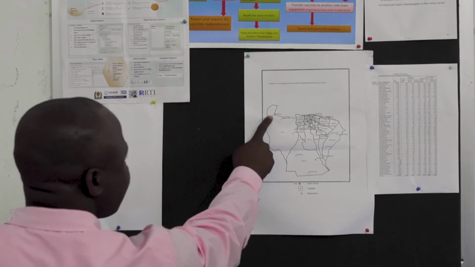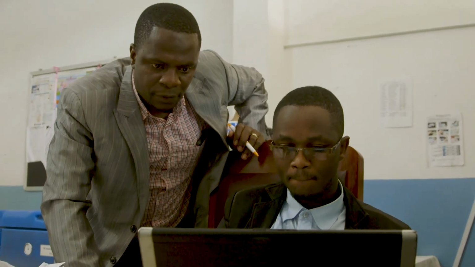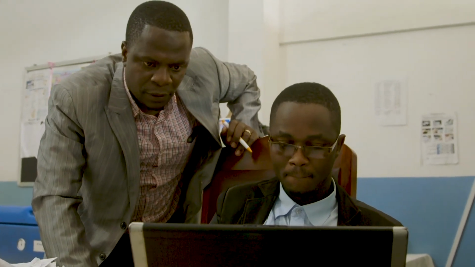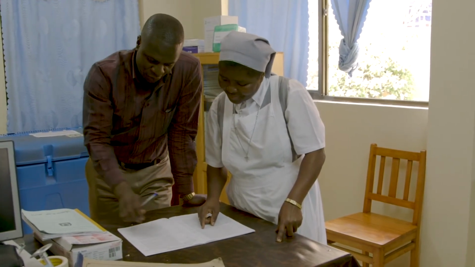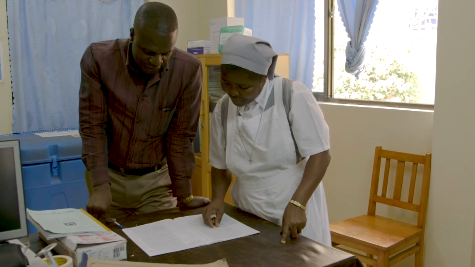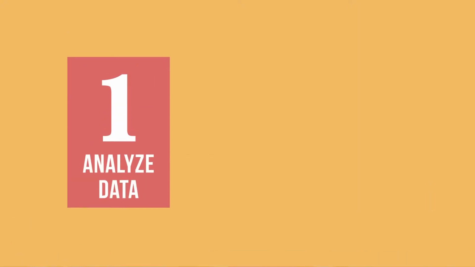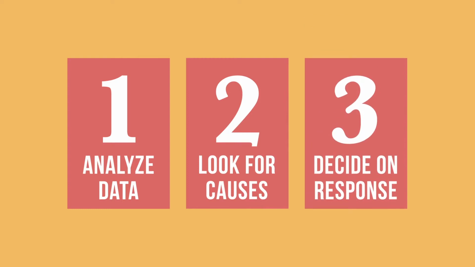Analyzing surveillance data is essential to any immunization program. This is how you identify potential outbreaks and plan strategies to prevent the spread of disease. It is also critical to evaluating the overall effectiveness of your program. In this video, we will review how to analyze surveillance data, look for the underlying causes behind any increases in cases, and decide on a response to address those causes.